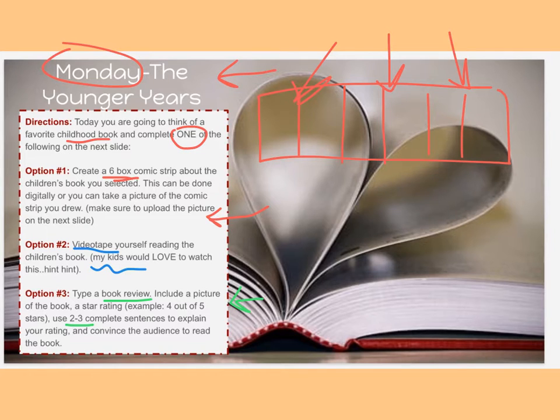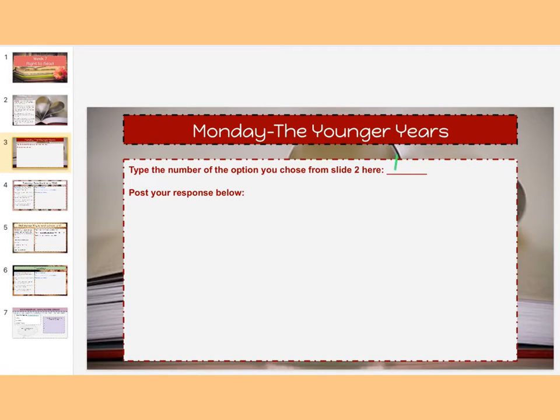Okay, so first find a book at home. If you don't have a book or you remember one, you could search it online and maybe get the gist of it. And then go ahead and choose the comic strip, the videotape, or the book review. So then you put either 1, 2, or 3 here, whichever option you chose. And then you're going to post your response here.